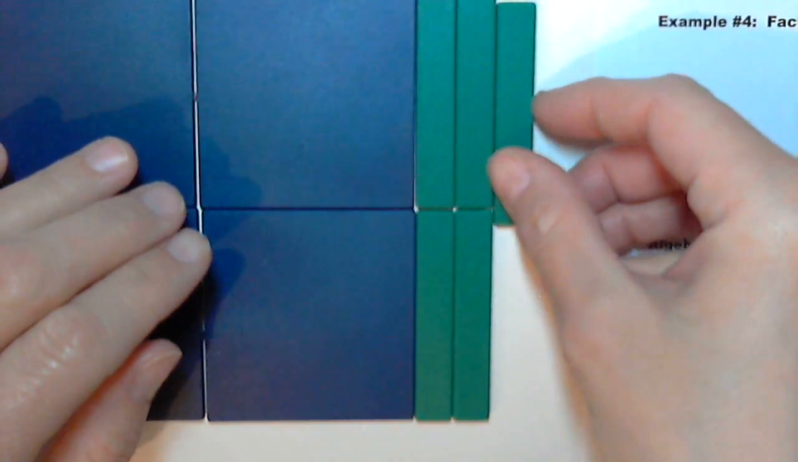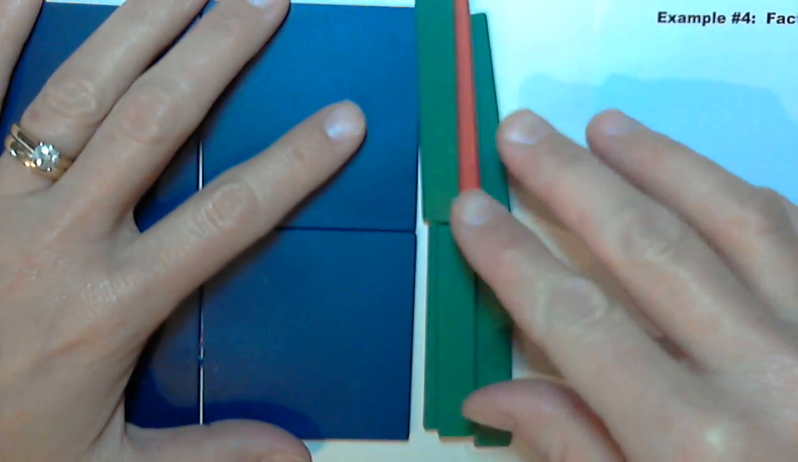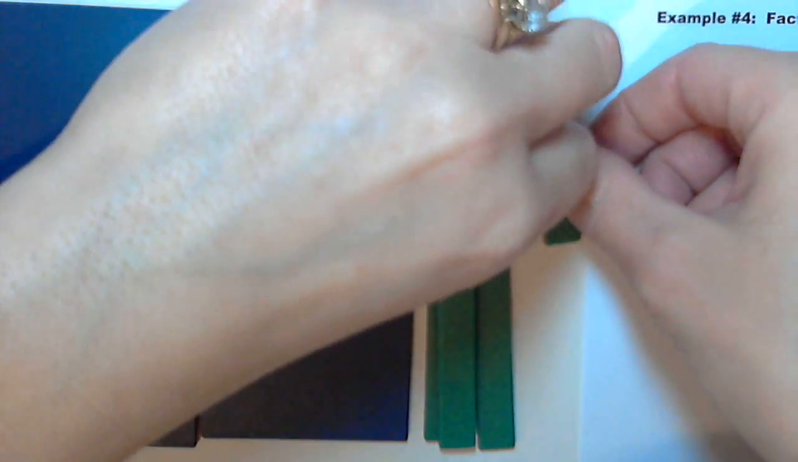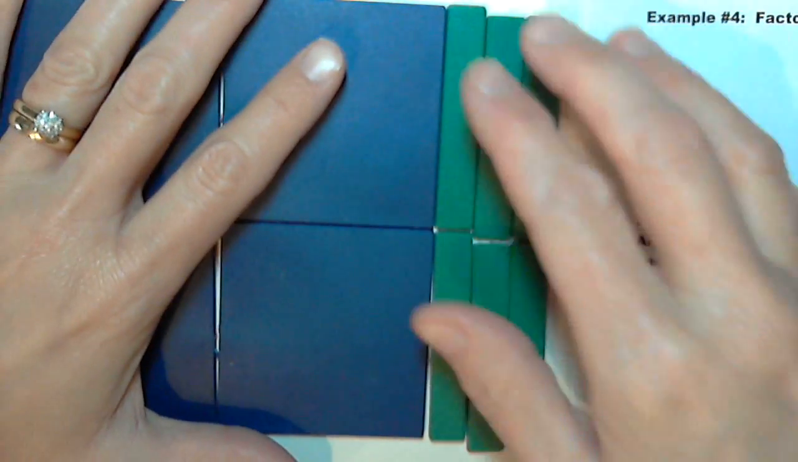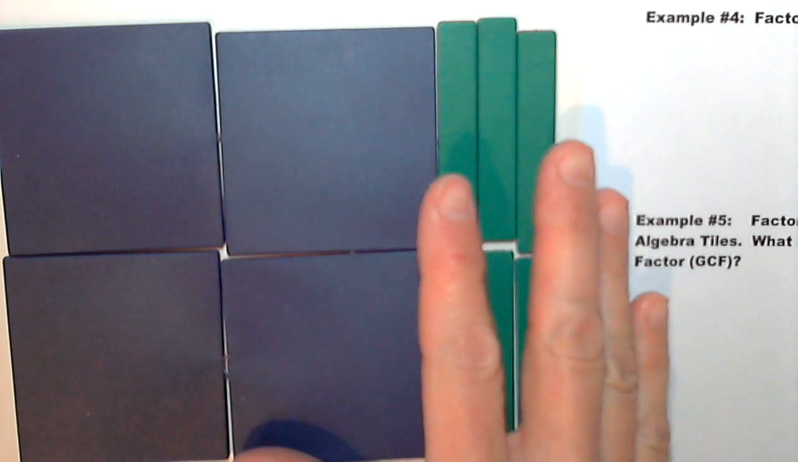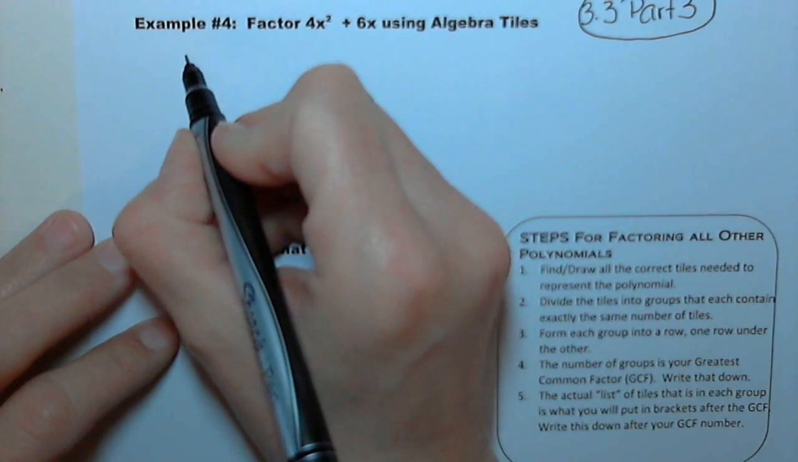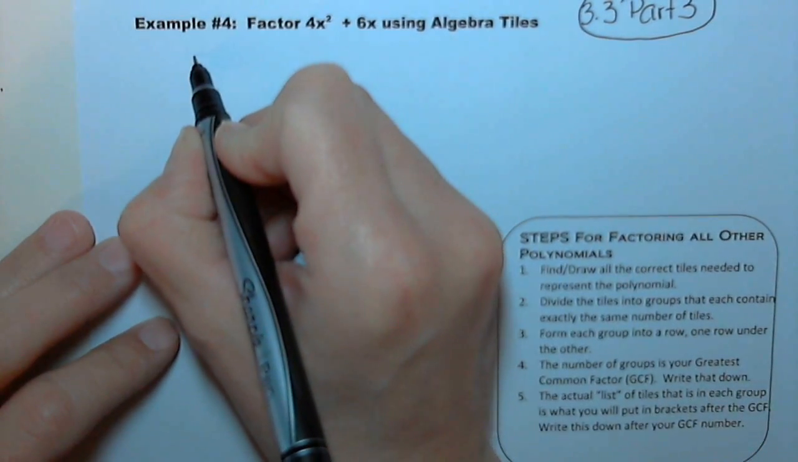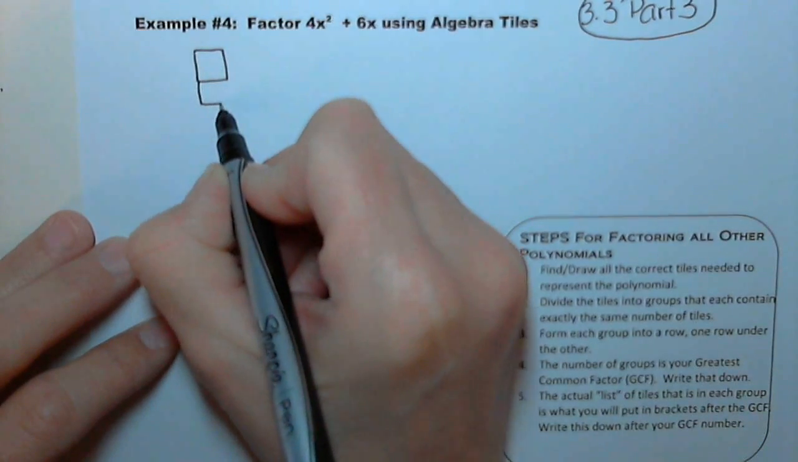So if I move these over here and I tighten everything up, then I have a nice rectangle using algebra tiles. So sometimes on the side it's easier to do that first to make sure that you're doing it correctly. But when it says factor this using algebra tiles, then it actually wants you to find the rectangle and to draw it.